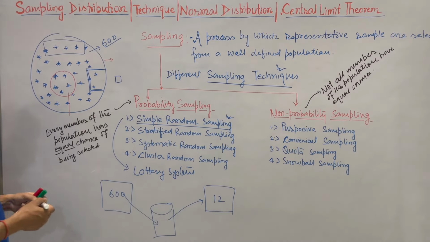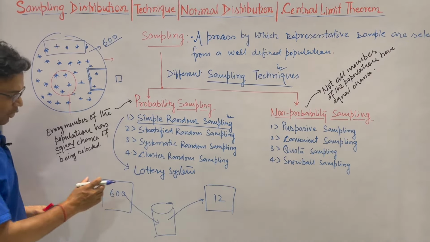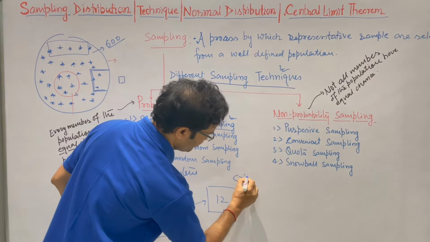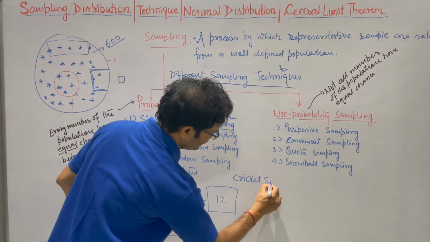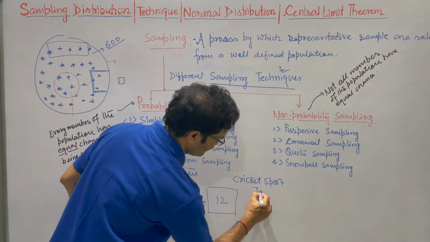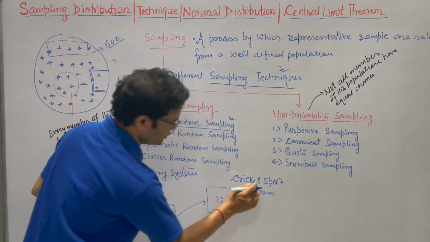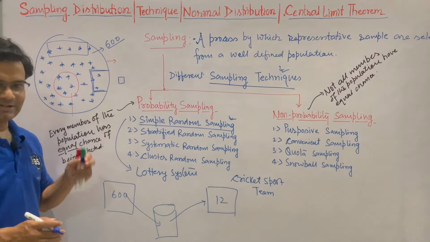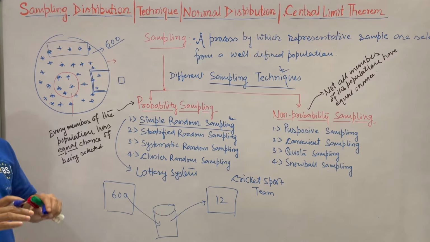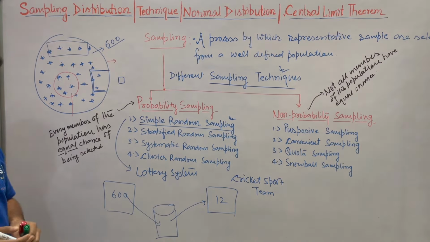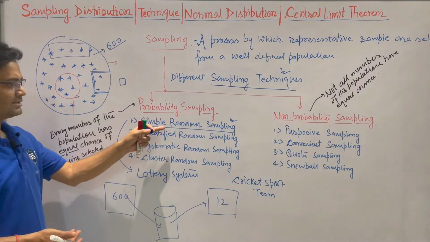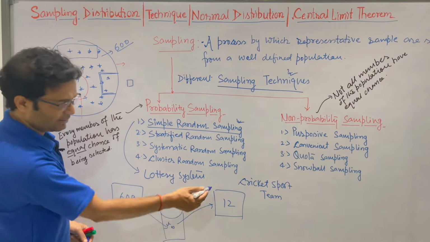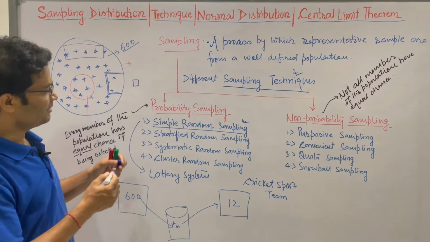One example: suppose you have a college with 600 students, and you want to create a cricket sports team, and for cricket we need 12. How can we choose 12 from the 600? All the boys say no, I want to join. So you should have some technique for fair selection, right? This is one easy technique, simple random selection. You put all 600 names here and then pick up 12. This is simple random sampling.